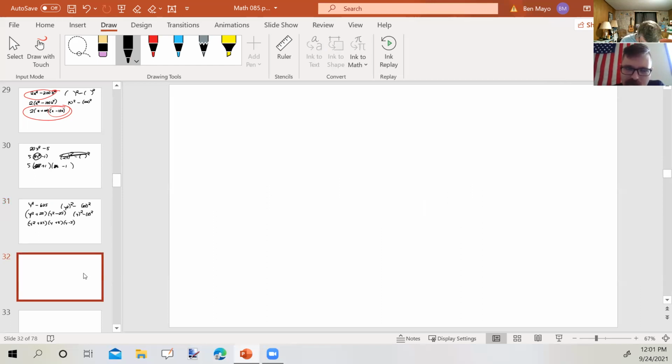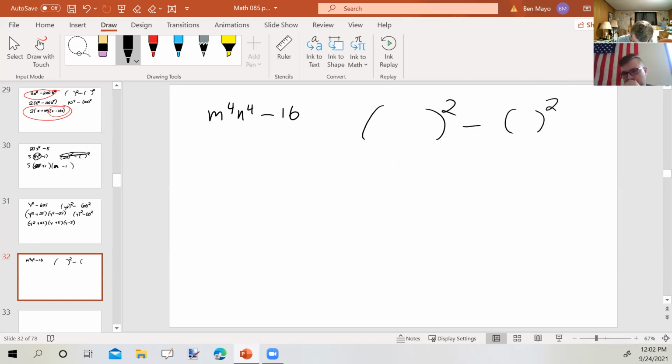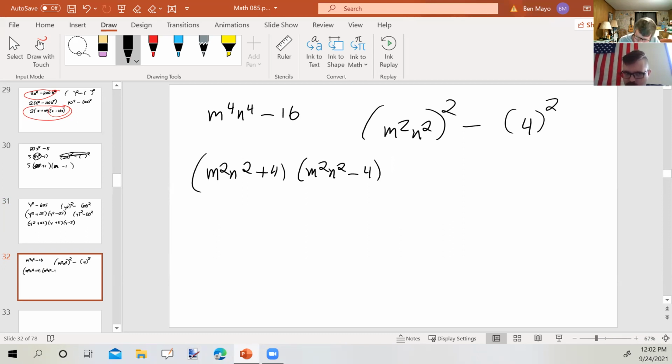Here's a good one. m to the fourth, n to the fourth, minus 16. It's a binomial. It's got a subtraction sign. Let's see if I can write it this way. Well, this would be what? m squared, n squared, and 4 squared. So I'm going to have m squared, n squared plus 4, m squared, n squared minus 4.